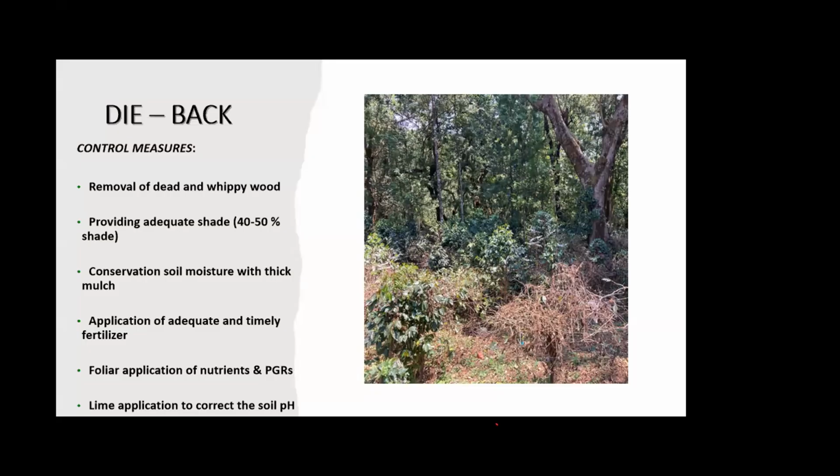So application of adequate and timely fertilizers is very important, and foliar application of nutrients timely, because we are telling you to check your soils first. After that, our scientists will advise you the proper fertilizer dosage. So test your soil, and later on you can apply accordingly to your coffee or the robusta blocks. And you have to apply the lime applications, because we are receiving the heavy rainfall every year. So soil will be acidic in nature. So in order to correct this pH, you have to apply the lime.